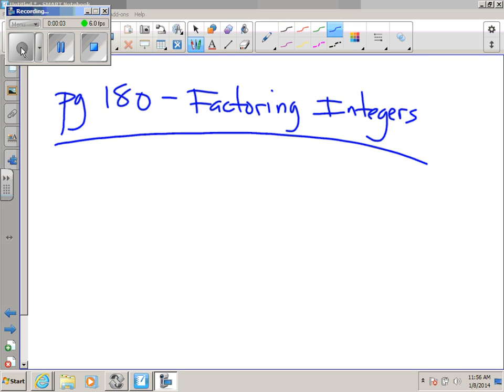Factoring integers. You can write 12 as a product of different pairs of positive integers. For example, 12 can be written as 1 times 12, as 2 times 6, and as 3 times 4. It all means the same thing. They all mean 12. The integers 1, 12, 2, 6, 3, and 4 are factors of 12.